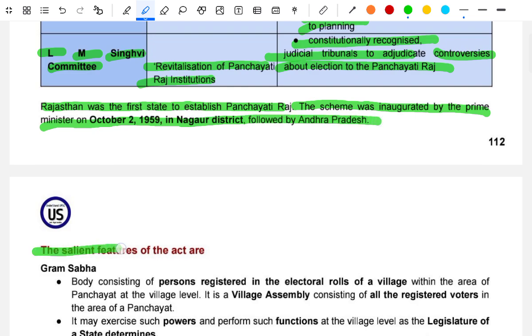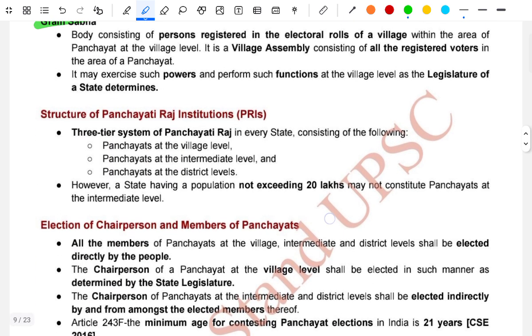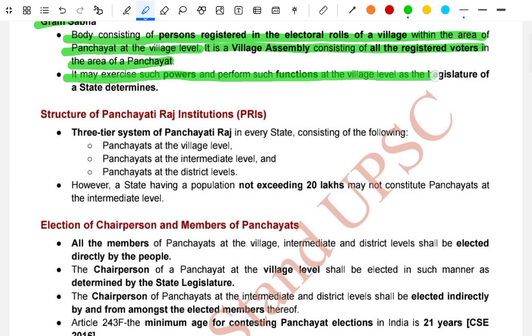The salient features of the act are the Gram Sabha, a body consisting of persons registered in the electoral rolls of the village within the area of the panchayat at the village level. It is the village assembly consisting of all registered voters in the area of the panchayat. It may exercise such powers and perform such functions at the village level as the legislature of the state determines.